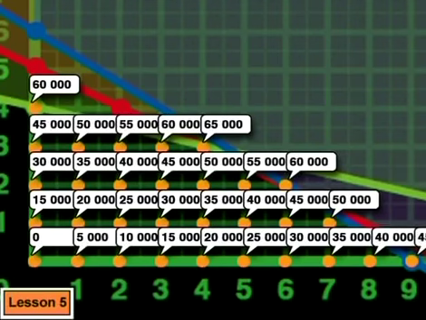If we continue testing each point in the feasible region, this is what we get. If you look at all these values, you will see that the most profit is here at the point 4-3. It works out to 65,000 Rands profit. So the best way for the developer to divide his land up is to make 4 1,000 square meter stands and 3 2,000 square meter stands.